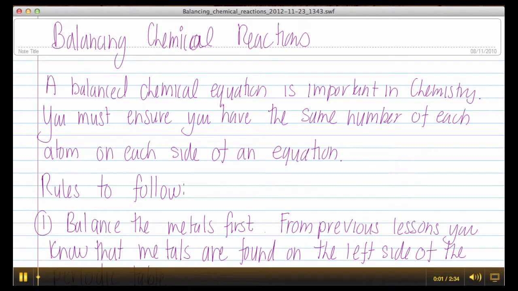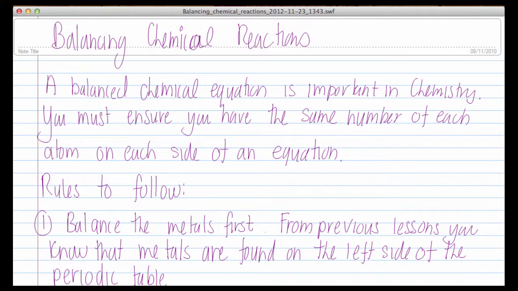In this video lesson, we're going to go through and talk about balancing chemical reactions. A balanced chemical reaction is important in chemistry. You must ensure you have the same number of each atom on each side of an equation.